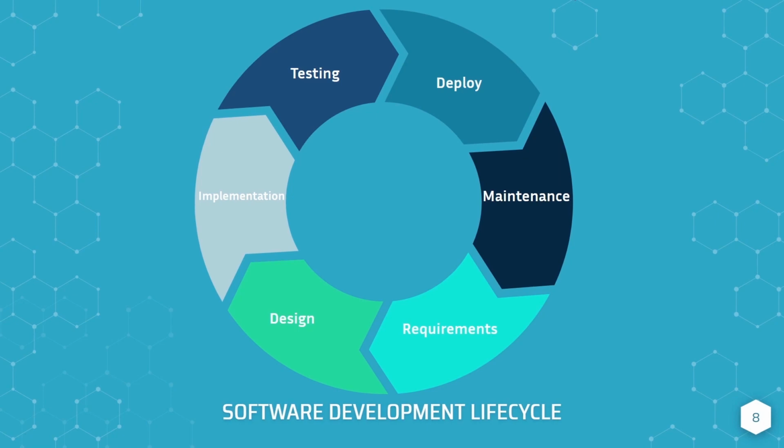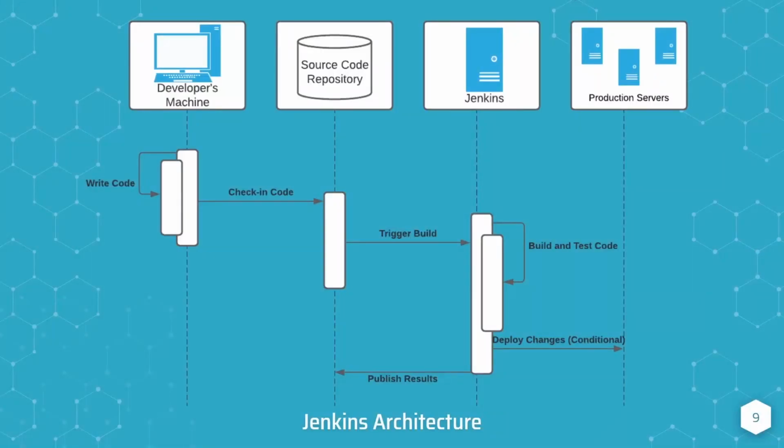Now that we know where Jenkins fits into the software development process, let's take a look at the architecture of the software development workflow with Jenkins. This sequence diagram outlines the software development workflow, and it primarily focuses on the role of Jenkins in the software development workflow. To begin the sequence, the developer writes code, and when they feel like their code is ready to be reviewed and tested, they then check that code into the source code repository, and this might be a tool like GitLab or GitHub or Bitbucket.